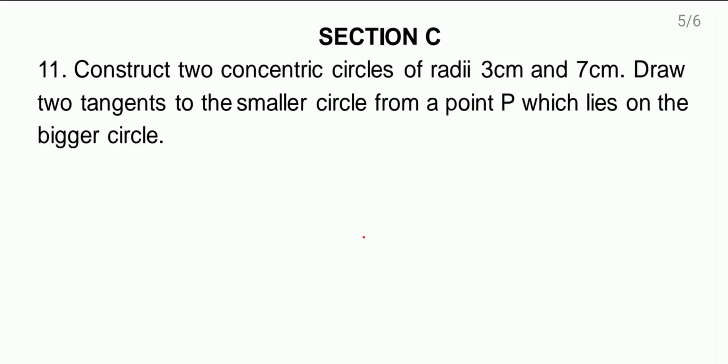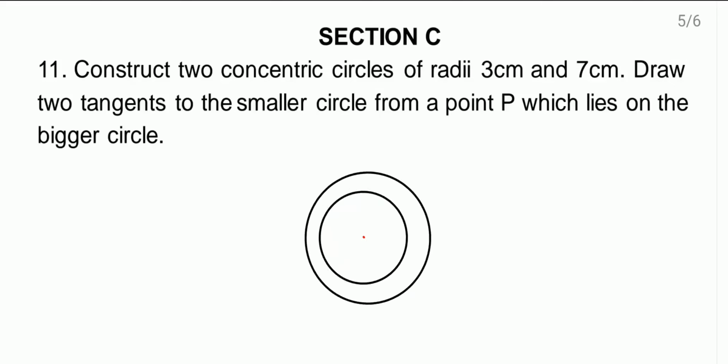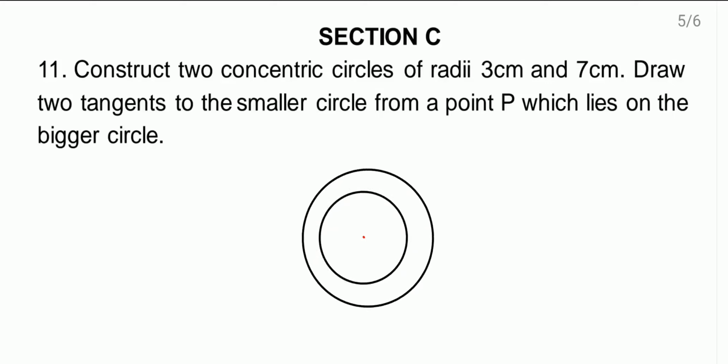Okay. Now here we'll draw one circle and the other circle. Correct. Now we'll take point P on the outer circle here. O is the center of the circle, and then from point P we'll draw the tangents this way. Correct? Let's see the construction.